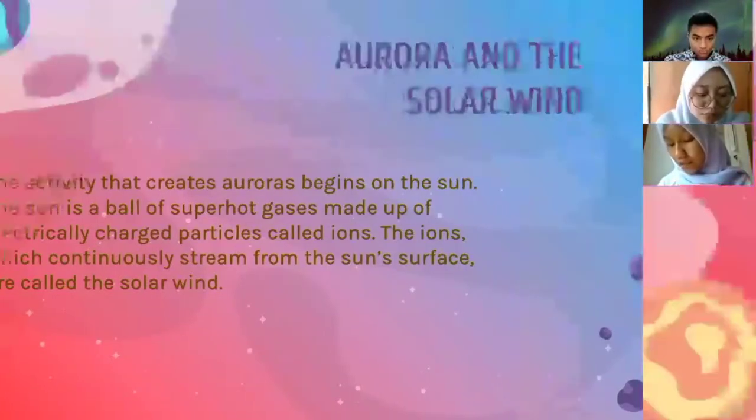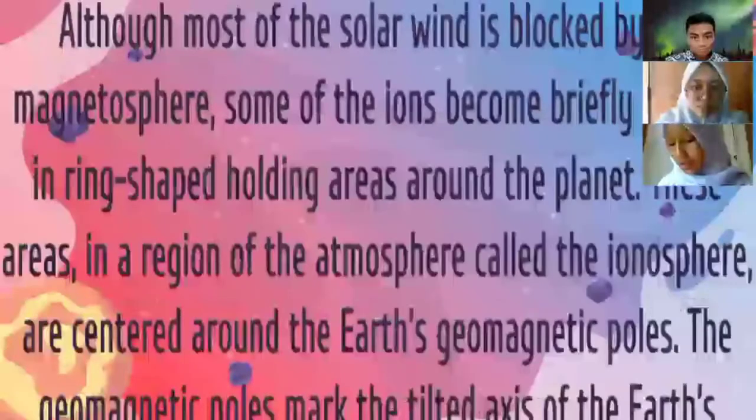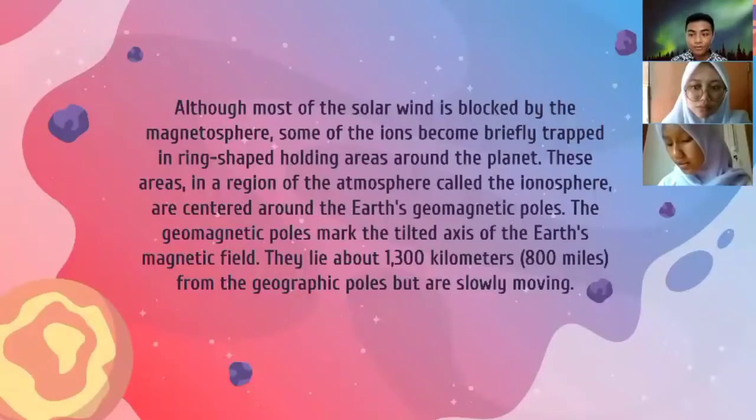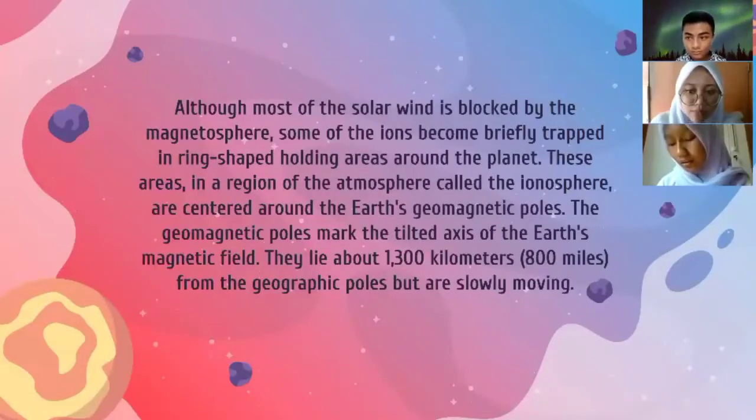Although most of the solar wind is blocked by the magnetosphere, some of the ions become briefly trapped in ring-shaped holding areas around the planet. These areas, in a region of the atmosphere called the ionosphere, are centered around the Earth's geomagnetic poles. The geomagnetic poles mark the tilted axis of the Earth's magnetic field. They lie about 1,300 kilometers, or 800 miles, from the geographic poles, but are slowly moving.